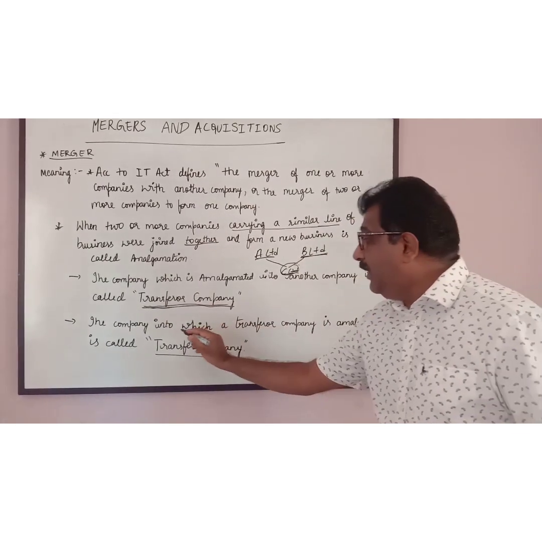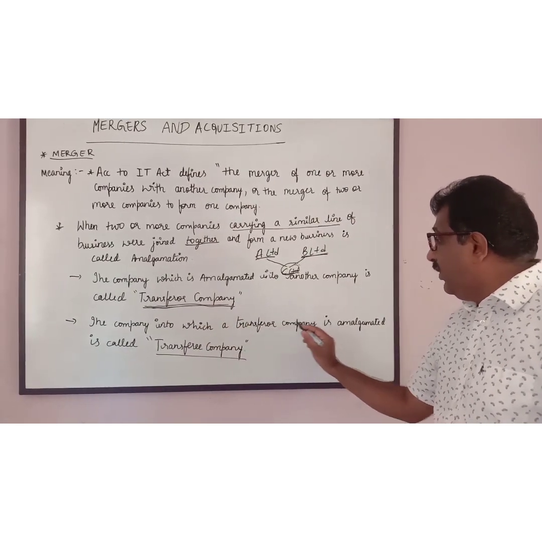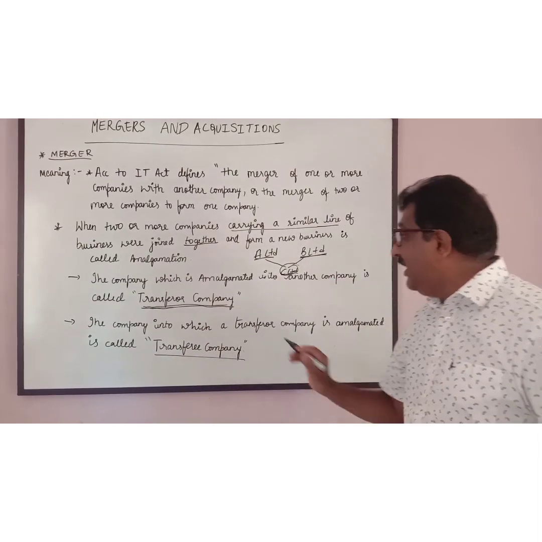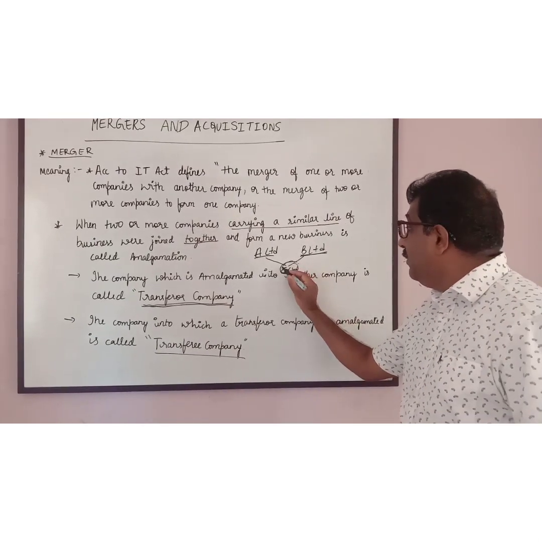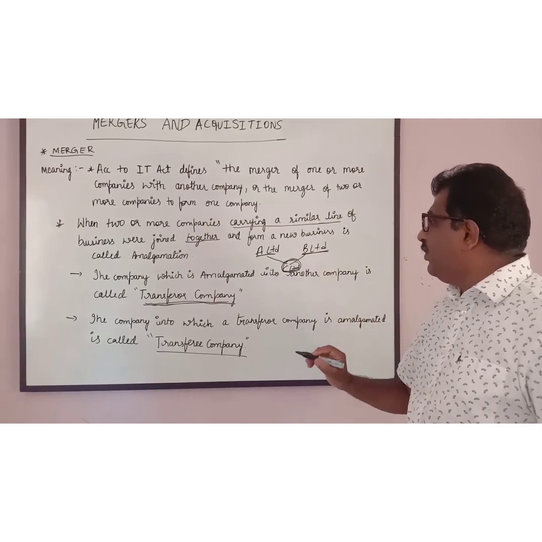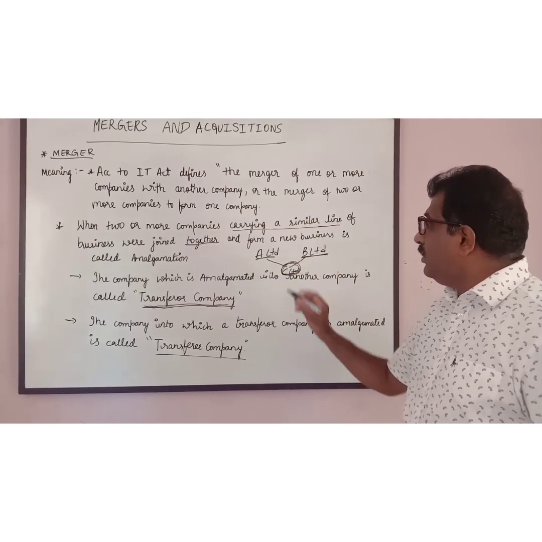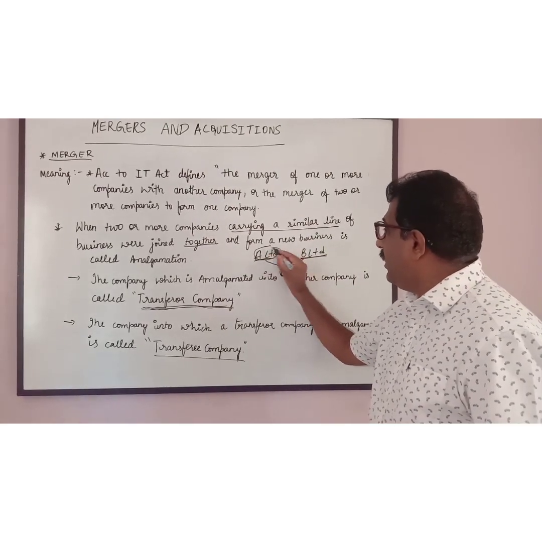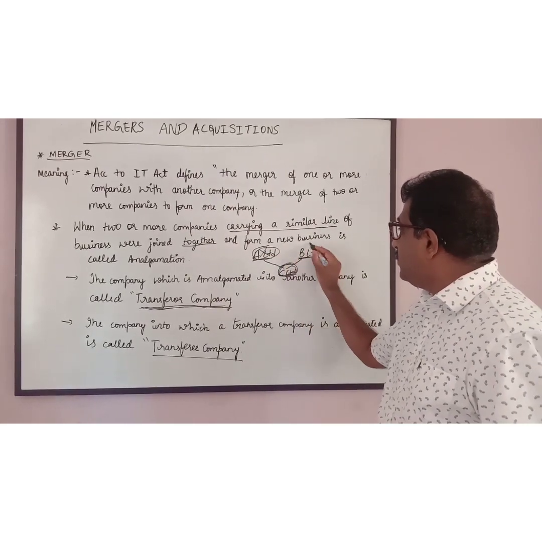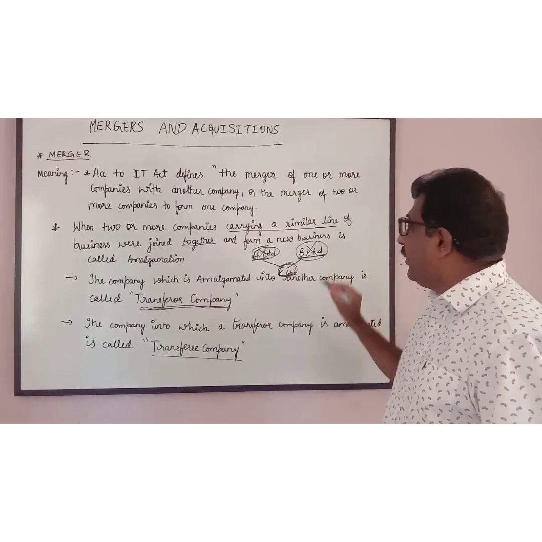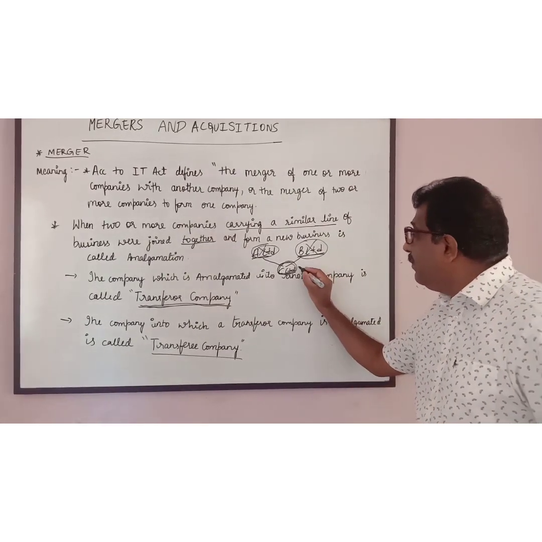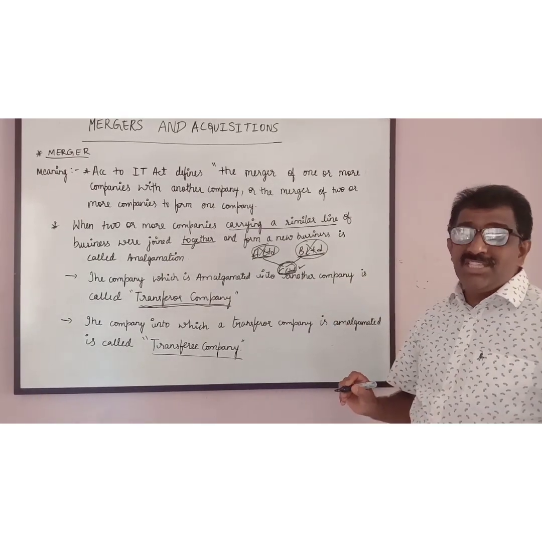And the company into which a transferor company is amalgamated is called the transferee company. That means C Limited is the transferee company. Henceforth, once the amalgamation takes place, A Limited is liquidated. The transferor companies get liquidated. Both the companies will be wound up and C Limited will come into existence.